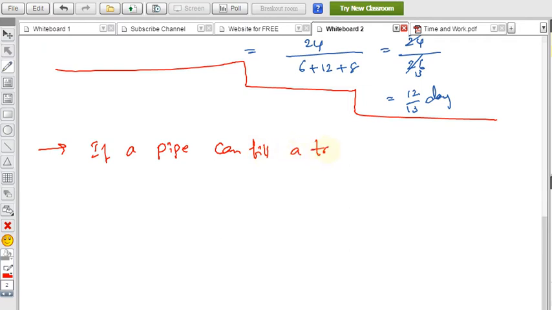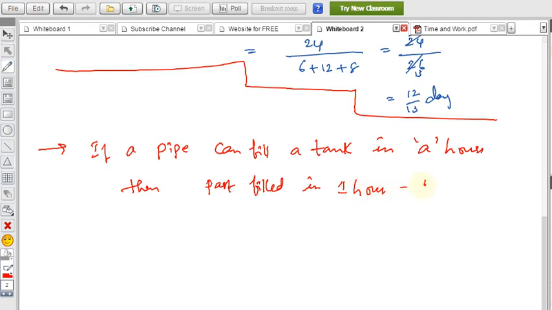If a pipe can fill a tank in A hours, then the part filled in 1 hour is equal to 1 by A. We have seen this previously, right? If a person can do the work in 7 days, then in 1 day it is 1 by 7. A pipe can fill the tank in A hours, so the part filled in 1 hour is 1/A.